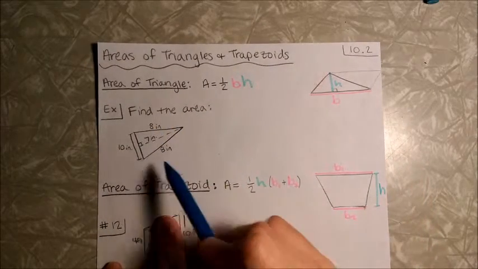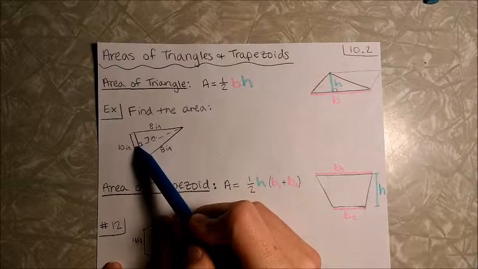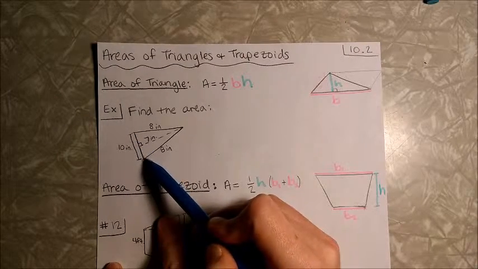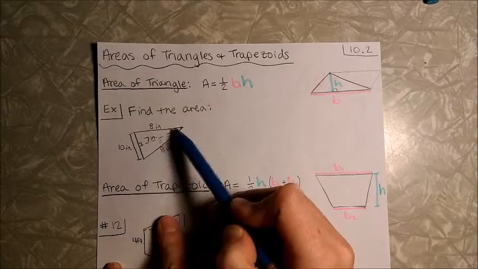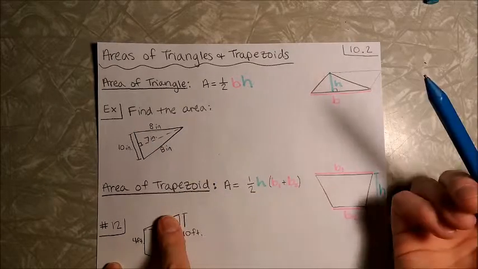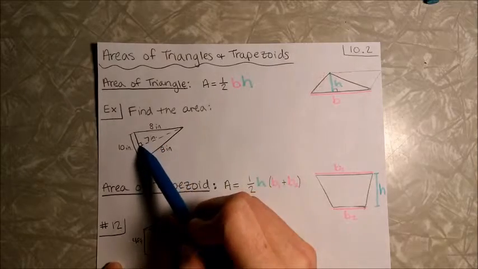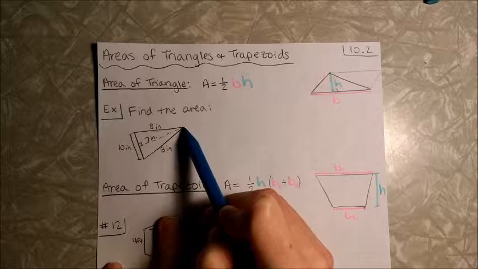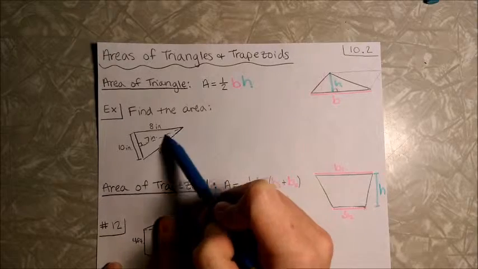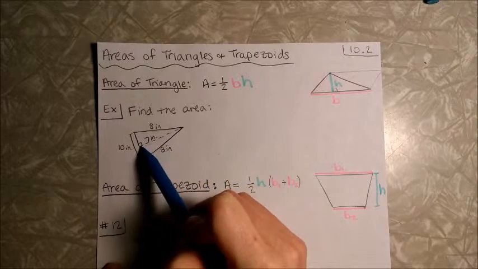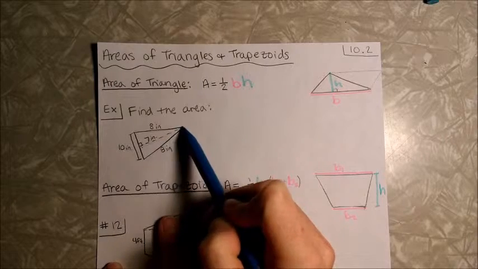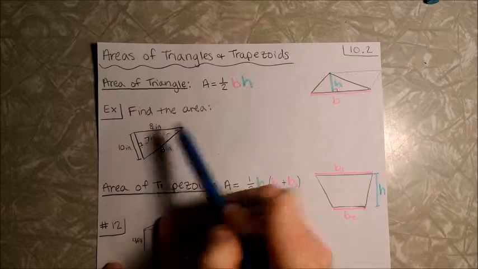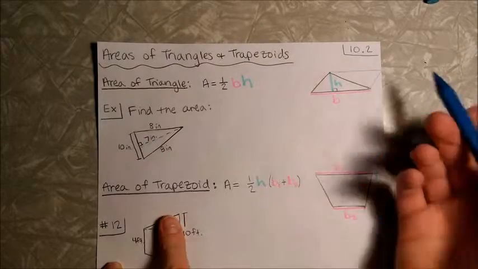I need to find the area of this triangle here. They gave us the base, which is 10 inches, 2 of the legs, 8 inches on each side, so it's an isosceles triangle, and the height. Remember, the height is the altitude of the triangle, or it's what you go from the top of the triangle down to the base at a perpendicular. You create a perpendicular line from the top to the base. So in this case, our height is actually 7 inches, and our base is 10 inches.